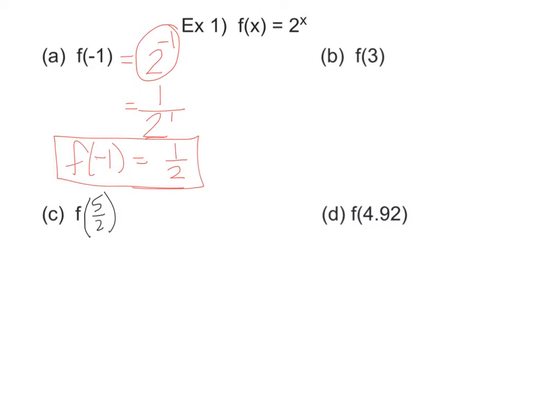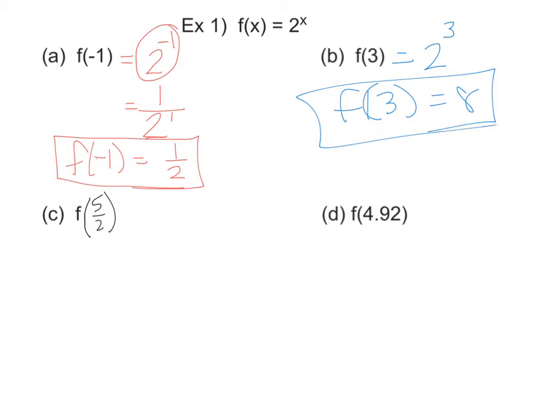Cool, let's do this one. So f of 3, if I'm looking at this, this is now 2 to the 3rd power. Well, what's 2 to the 3rd power? 2 times 2 times 2. That's going to give us 8. So f of 3 is equal to 8. Cool, not too bad, right? You're just putting the variable into the exponent and solving it that way.